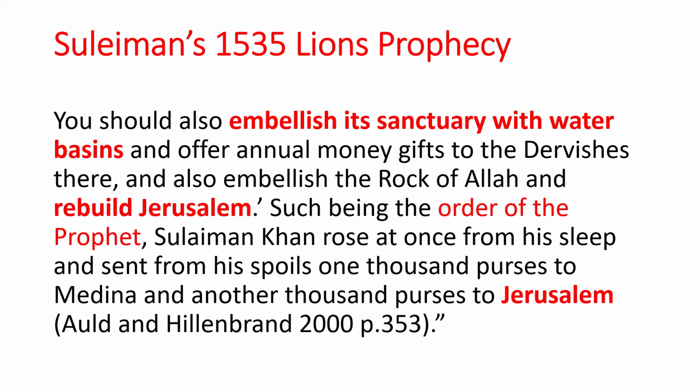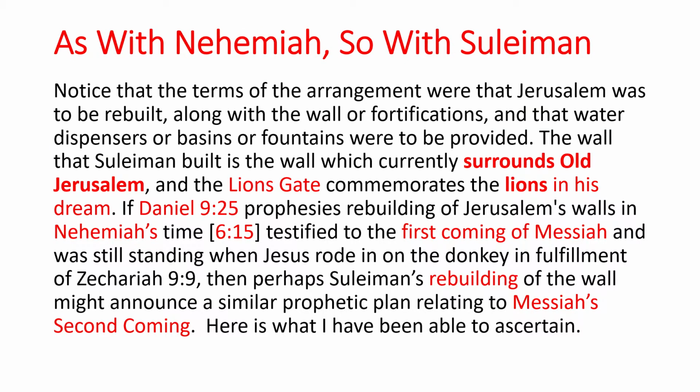He does very, very well, but he's repulsed in Vienna. So I'm comparing Suleiman to Nehemiah, and his history doesn't repeat, rather it rhymes. So notice that the terms of the arrangement here were that Jerusalem was to be rebuilt along with the wall or fortifications, that water dispensers or basins or mikvahs for baptisms and fountains were to be provided.